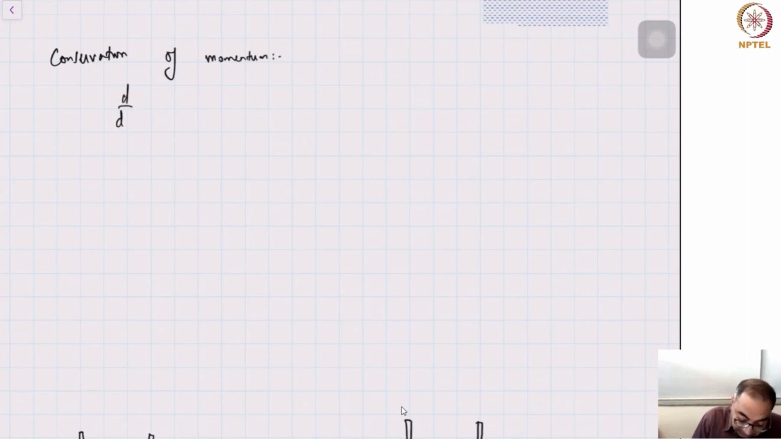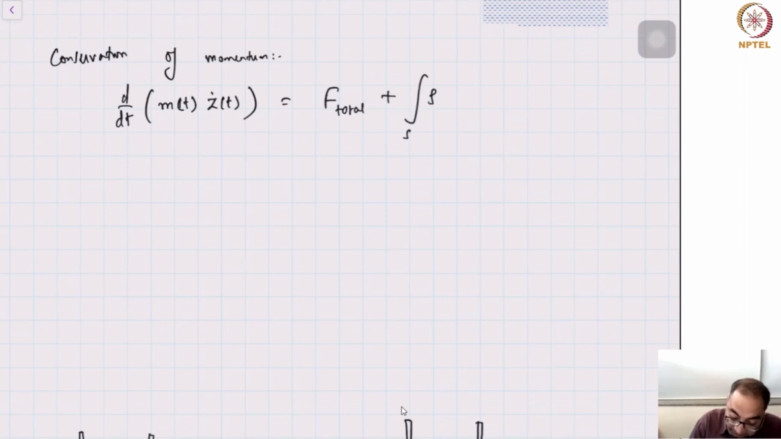So we have d by dt times m of t times z dot. Z dot is basically how the position is changing with time, and this would be equal to the sum of all the total forces plus any flux that is entering. This is the force balance. This is just coming from conservation of momentum.